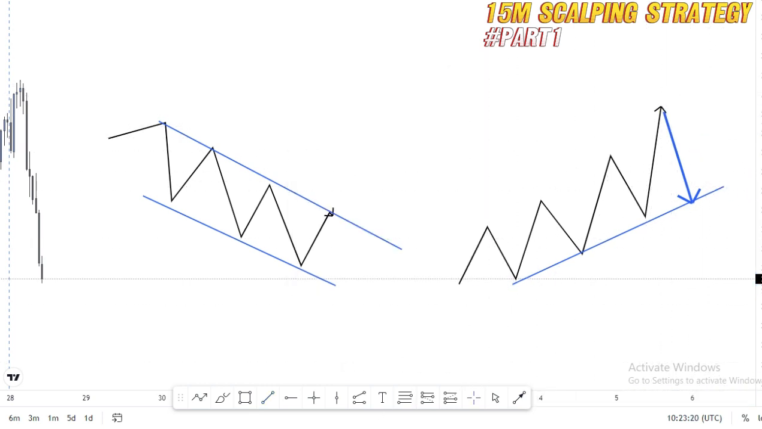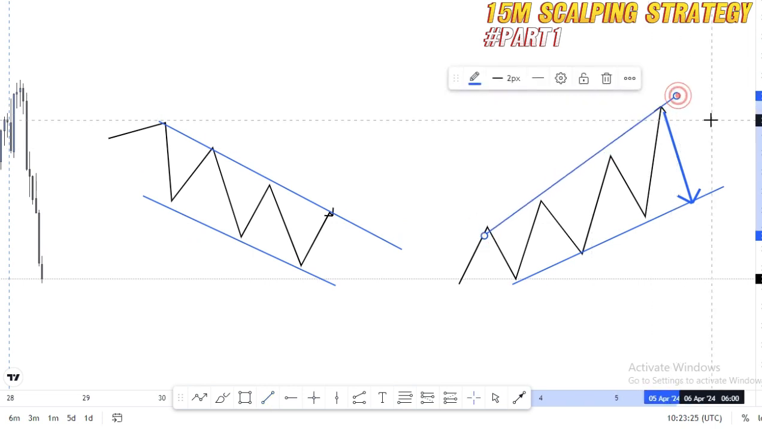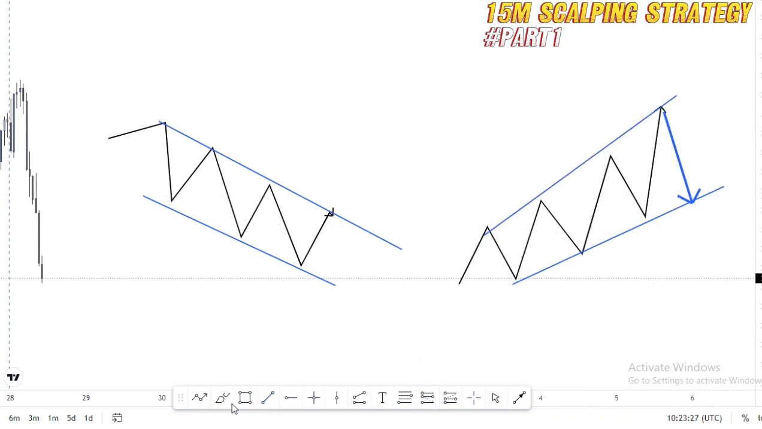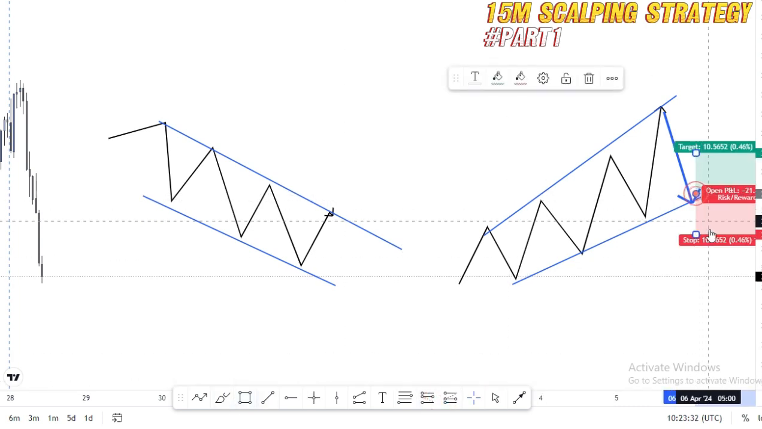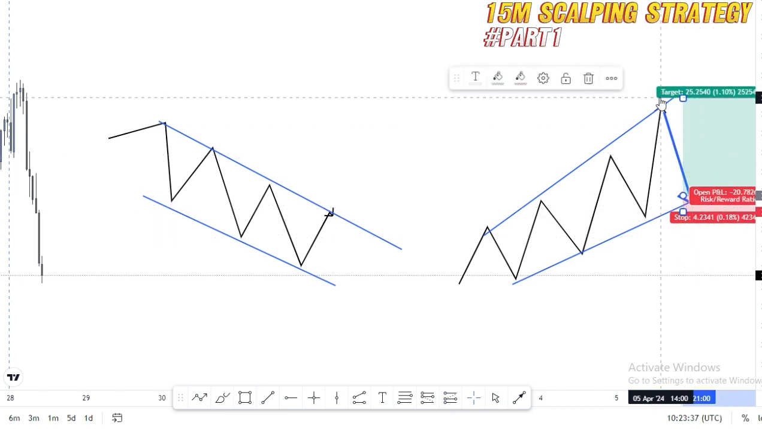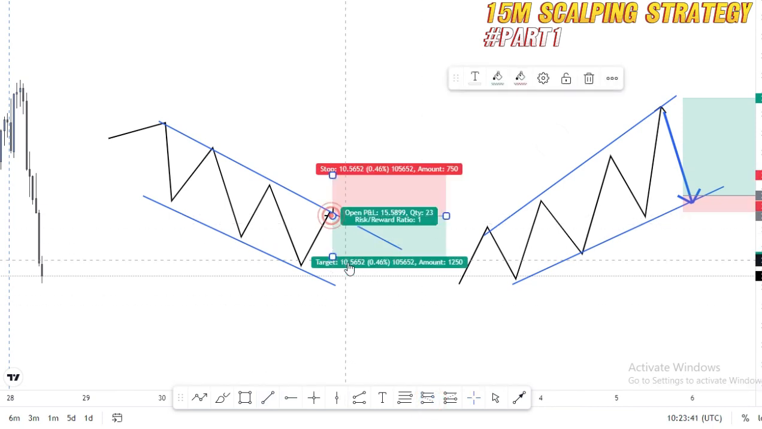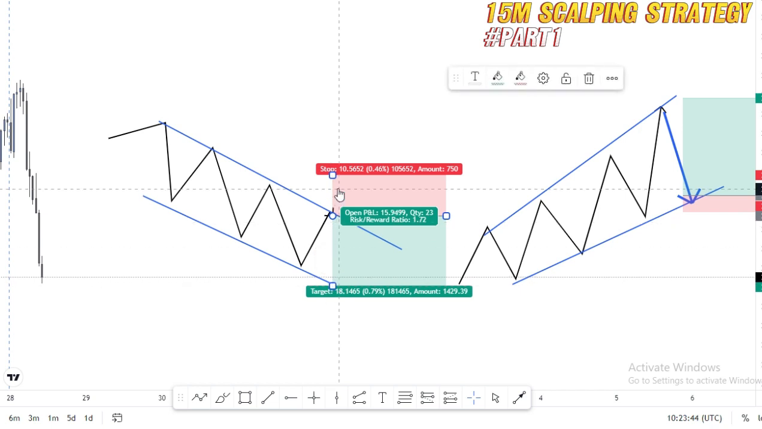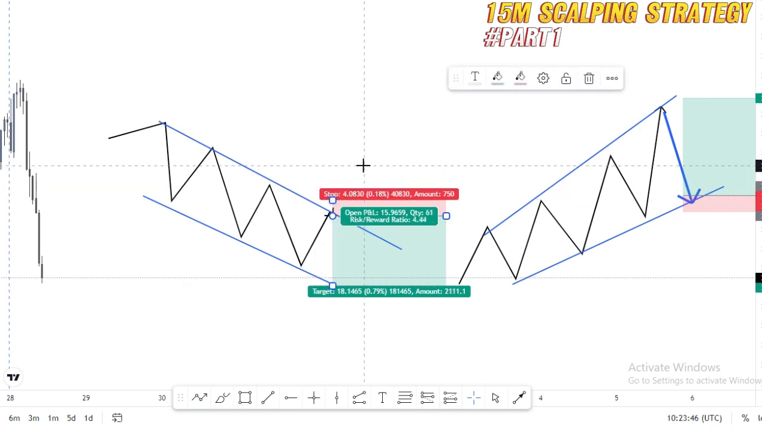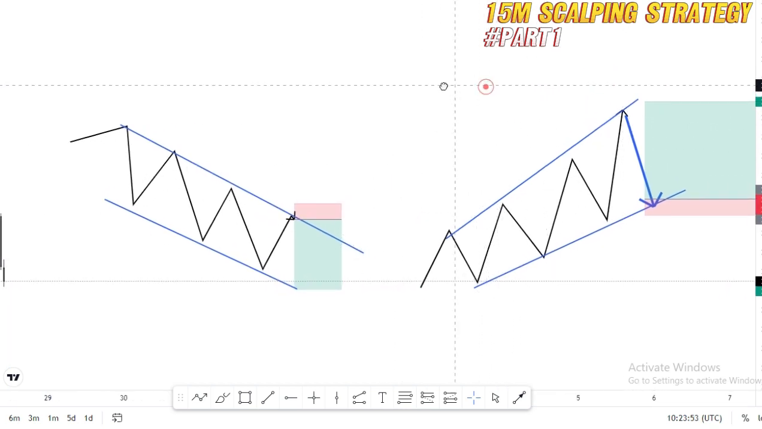Okay, so now when you have something like this and the price is right here, you expected to buy here. Okay, and you expected to sell right here, and you are targeting this. Now this is just the setup. This is just the setup, as simple as this.